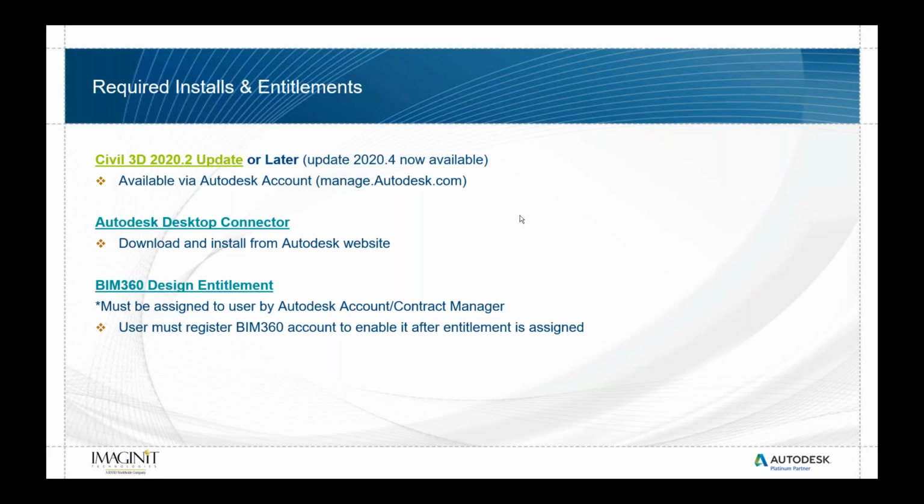So those three things, the update for Civil 3D, the desktop connector, and your BIM 360 design entitlement, those are the three things that you would need before you can get started with any of the cloud collaboration type workflows here. If you are currently a design subscriber and you have the Civil 3D updates and desktop connector available, you would then be able to either join a project that someone else is hosting or host your own projects and then invite members there as well.